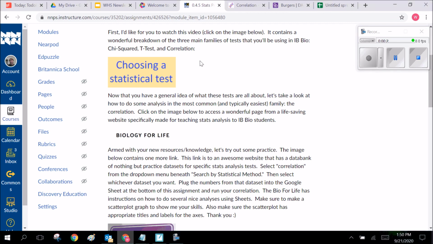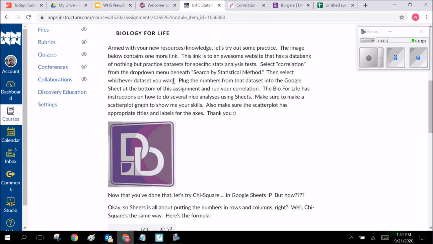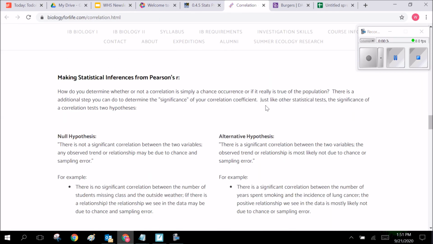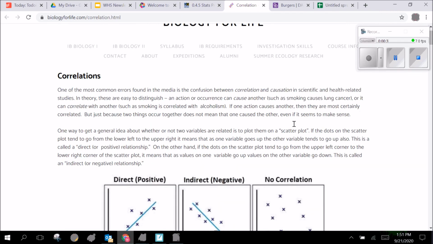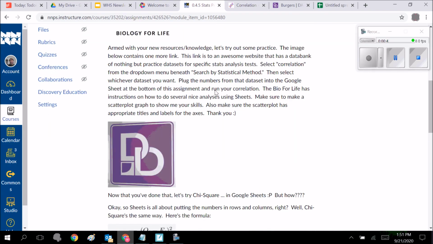So I'm not going to go over that right now. What I am going to go over is how to do some of these calculations. So we start off with the correlation calculation. Click on this in order to pull up some information on the correlation calculation, which we'll look at in just a second. This is basically just explaining to you what this really means. We're going to go ahead and dive right in.